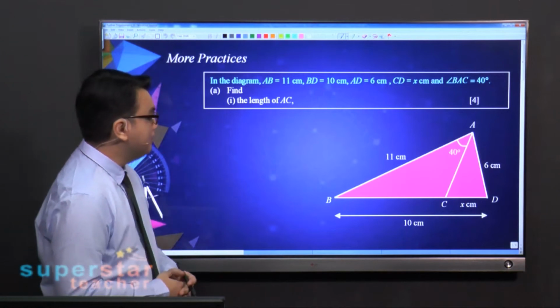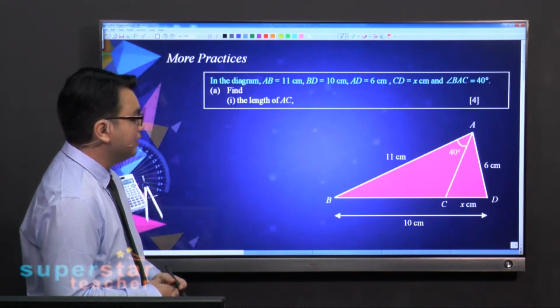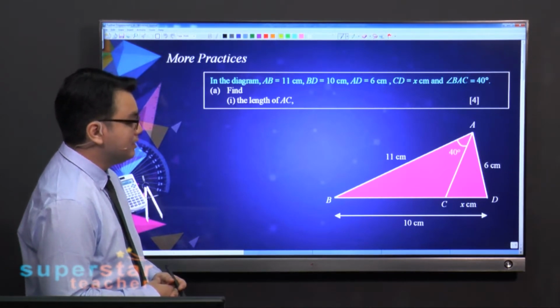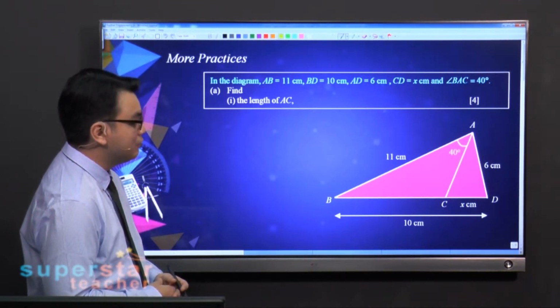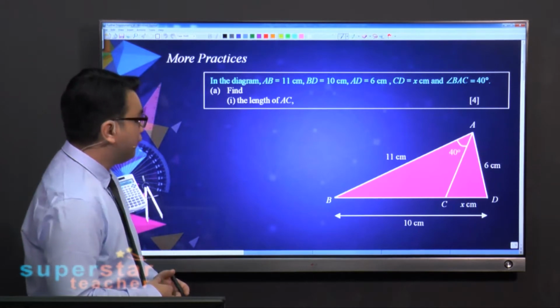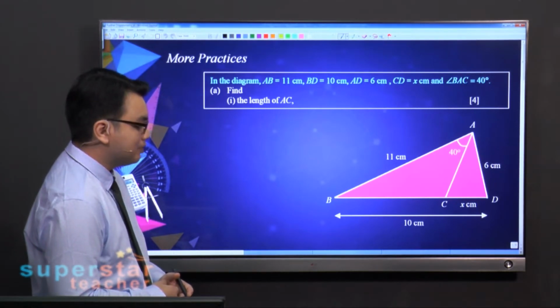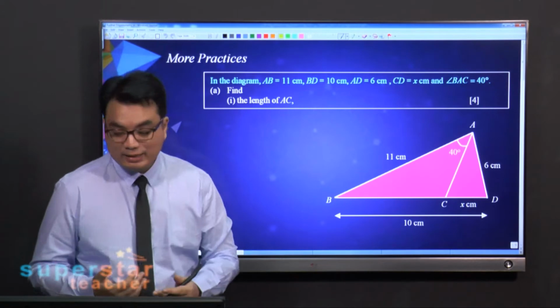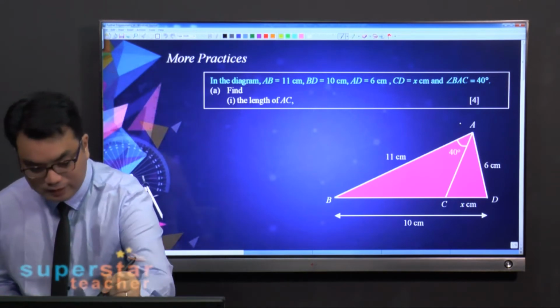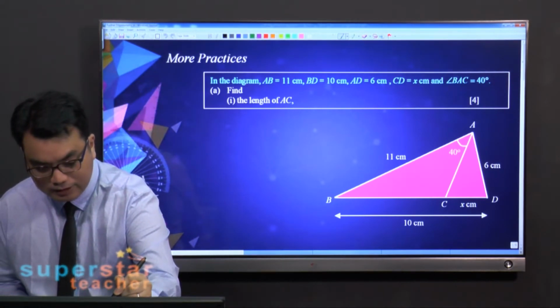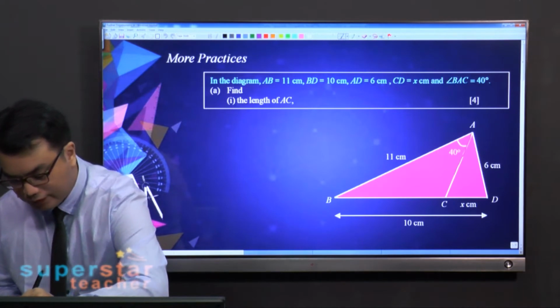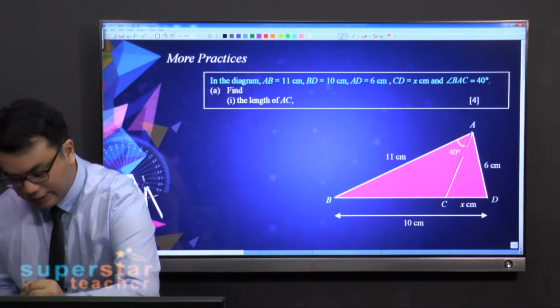So in the diagram, AB equals 11 cm, BD equals 10 cm, AD equals 6 cm, CD equals 8 cm, and angle BAC equals 40 degrees. So find the length of AC. So this length over here we are supposed to find. This particular length over here. So how can we find this length over here?